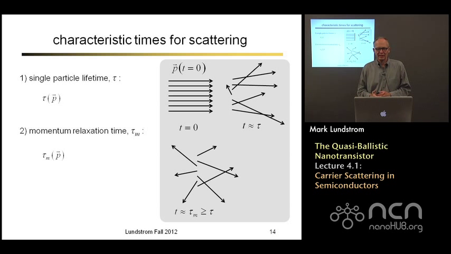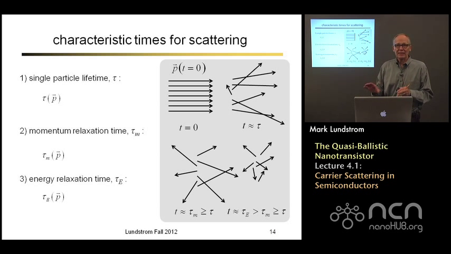Now, if I wait a little bit longer, a time that we would call tau sub m, the momentum relaxation time, then on average, we've relaxed all of the momentum. Now there's no net momentum or velocity in any given direction. But the electron still may have considerable amount of kinetic energy. So you can see that the momentum relaxation time is greater than or equal to this average time, depending on the details of the scattering events.